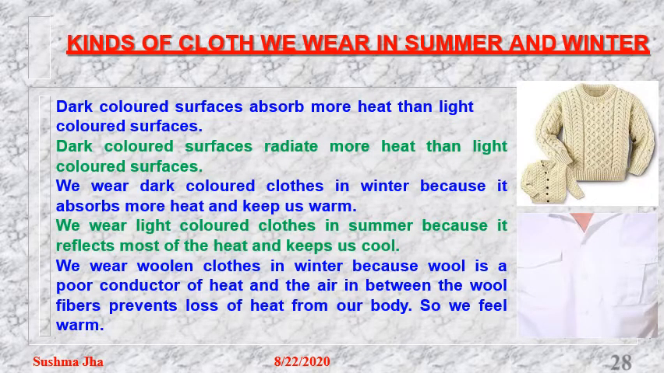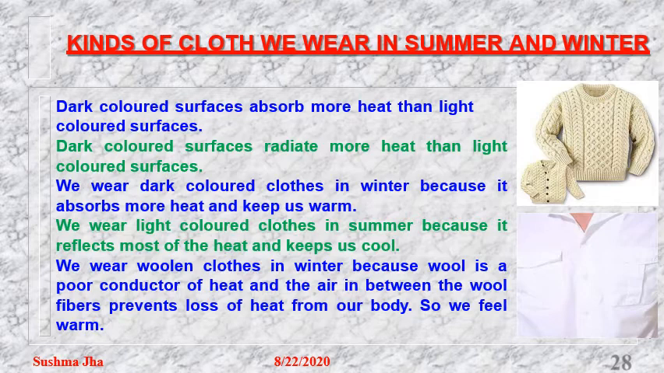That's why we wear light colored clothes in summer, as dark colored surfaces absorb more heat, as we have just seen. So dark colored surfaces radiate more heat than light colored surfaces. We wear dark colored clothes in winter because they absorb more heat and keep us warm. And we wear light colored clothes in summer because they reflect most of the heat and keep us cool.